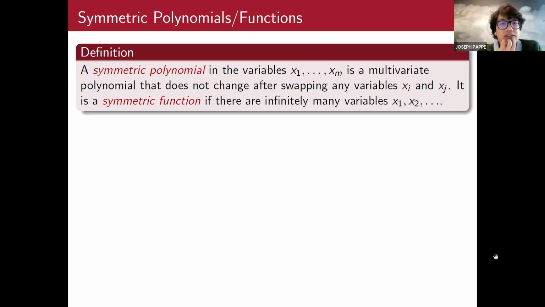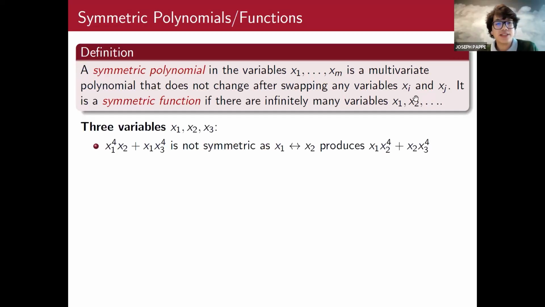For this, I'll need the notion of a symmetric polynomial. A symmetric polynomial is a multivariate polynomial, in the variables, let's say x1 through xm, that does not change after swapping any variables xi and xj. So for instance, let's say that we have three variables, x1, x2, and x3. Then this polynomial x1 to the fourth times x2 plus x1 times x3 to the fourth is not symmetric, right? Because in order to be symmetric, I would need to be able to swap x1 and x2, and for it not to change, and x1 and x3, and x2 and x3.